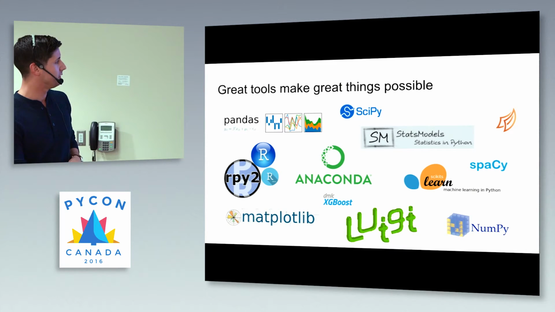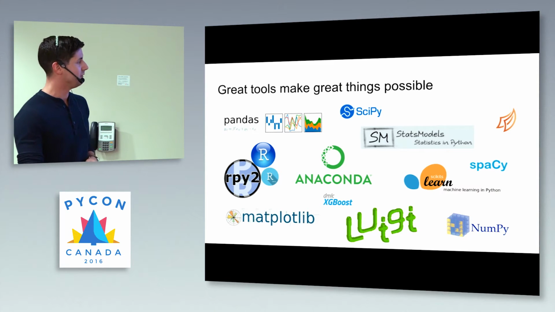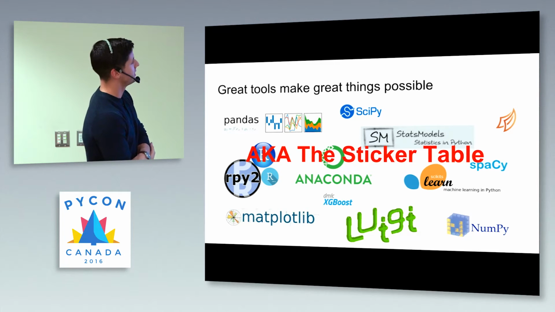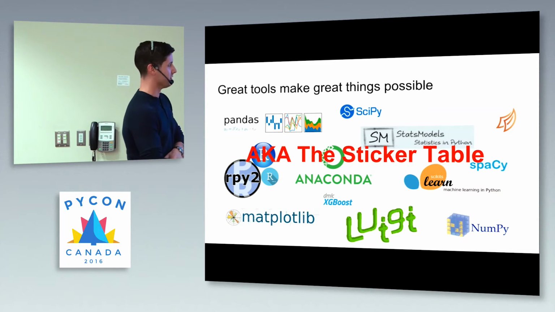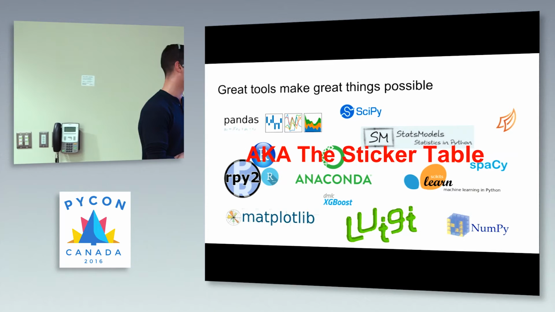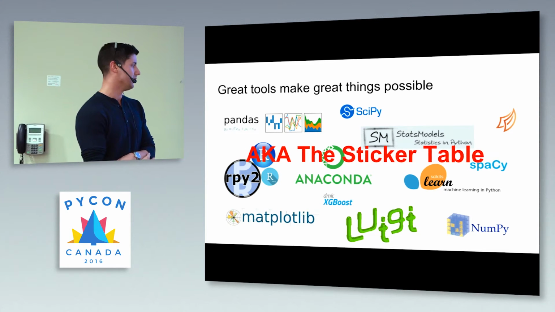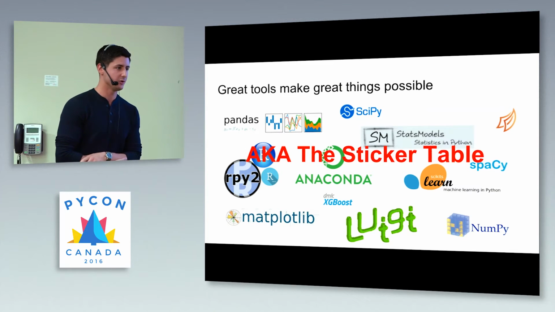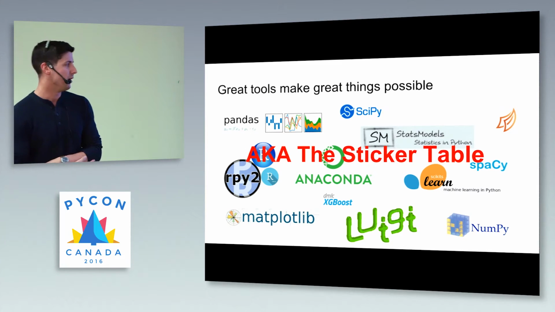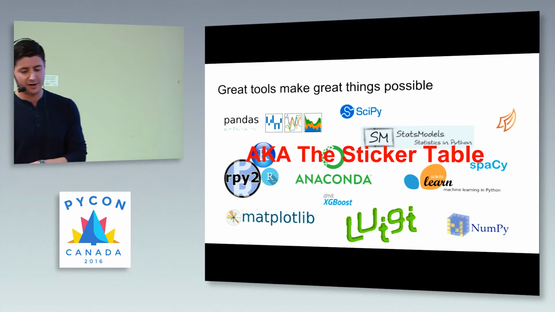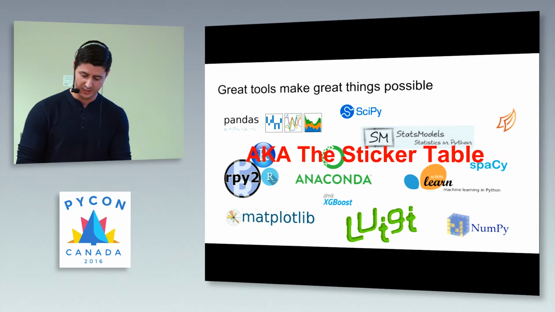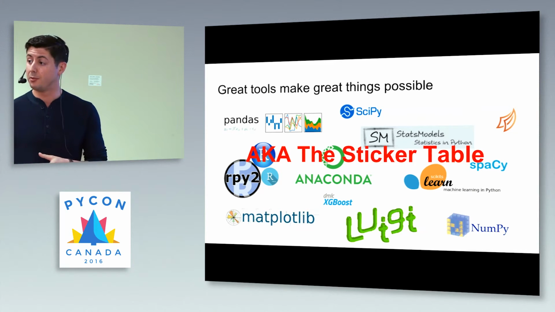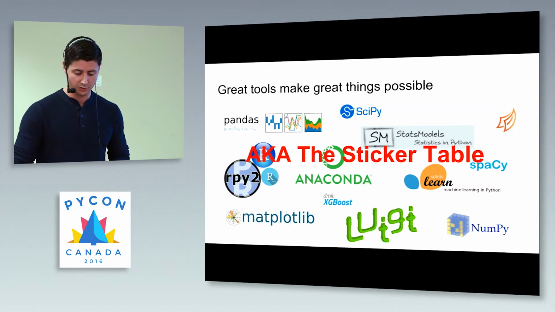So this probably looks like the sticker table if you've ever been to a PyData conference. We use things like pandas, SciPy, statsmodels, scikit-learn, Anaconda for managing our environments, matplotlib for plotting, Luigi for orchestrating our directed acyclic graphs of tasks, NumPy, spaCy for NLP, a bunch of different technologies, and I'll talk through how each one of them ties to a particular component of risk along the way.